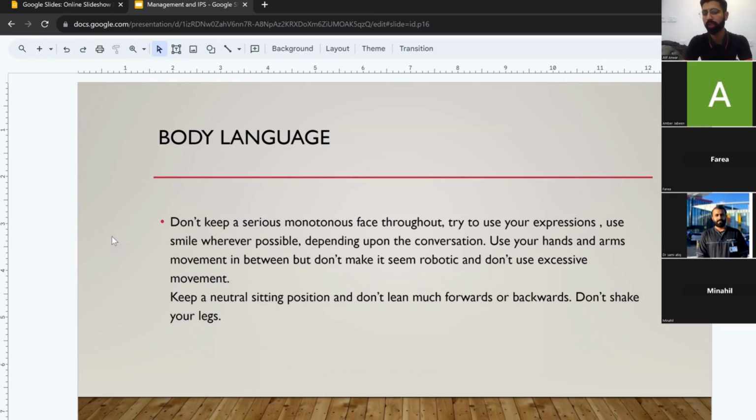Make sure your tone is appropriate to the situation. You should lower your tone. You should raise your tone. You should make expressions on your face. You should use your hands.